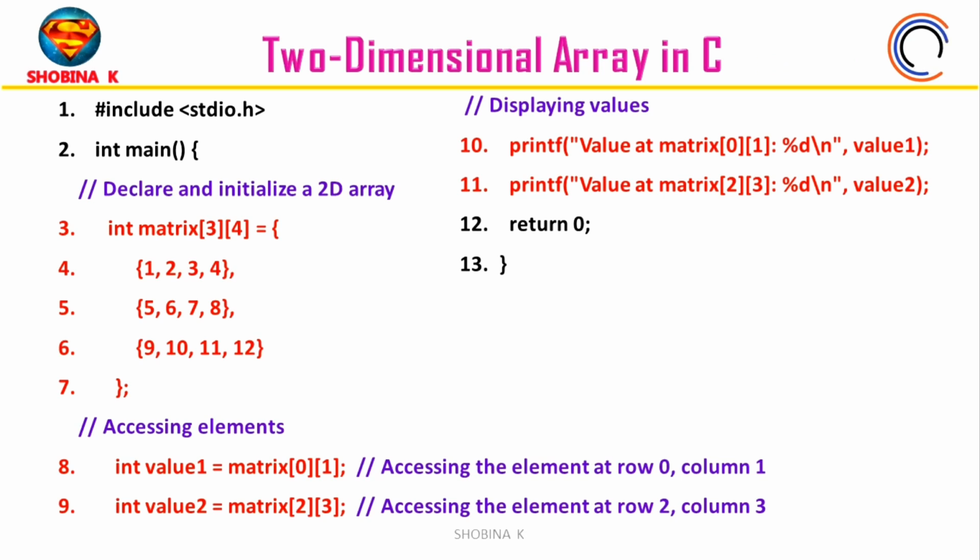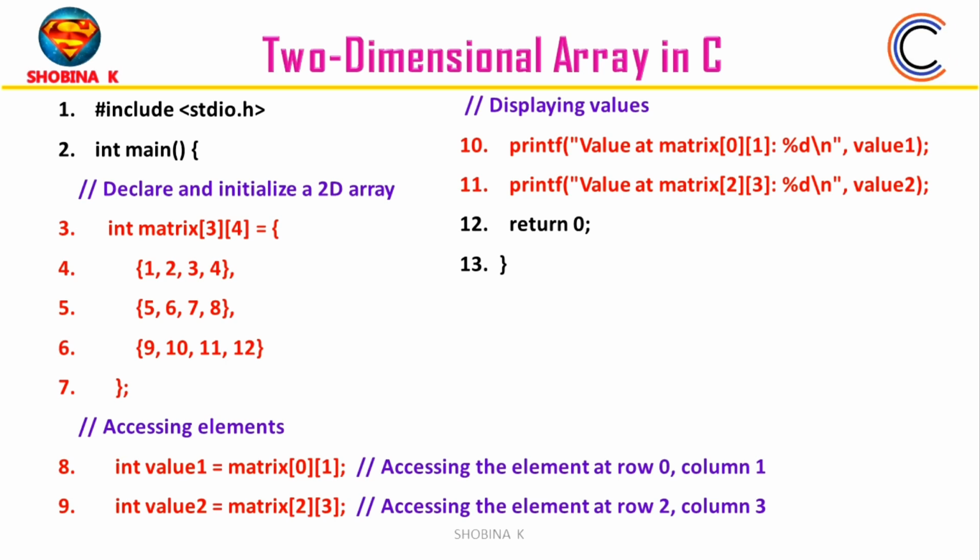Here is an example for a two-dimensional array. First, we included the standard input-output library stdio.h, which is necessary for using functions like printf for output. Int main declares the main function, which is the starting point for a C program. This section declares and initializes a 2D array named matrix. It has 3 rows and 4 columns. The provided values initialize the elements of the array in row-wise fashion.